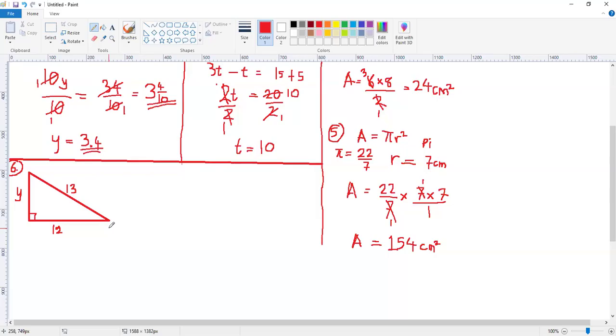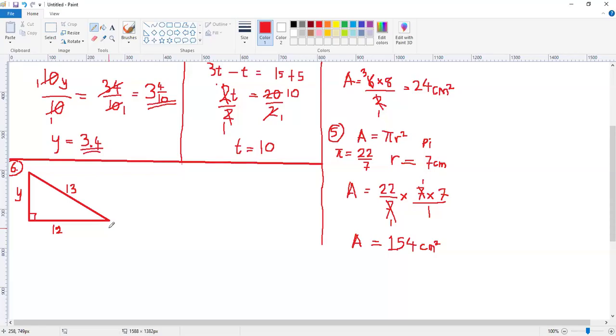Okay. I think you are mixing something up. You are thinking that the 12 and the 13 are angles, but they are sides. We won't have to add the 90 and 13. You know what?